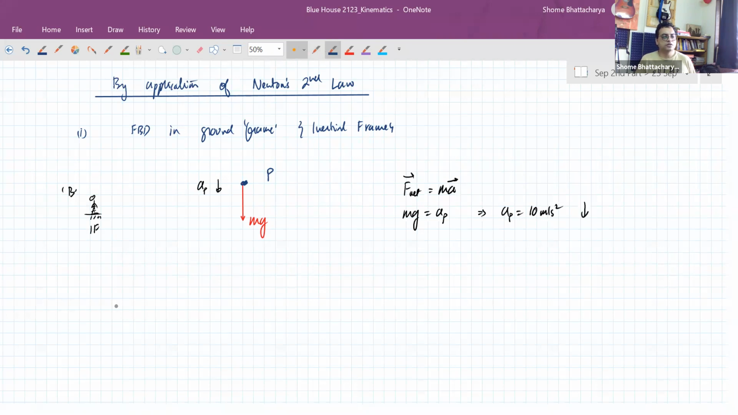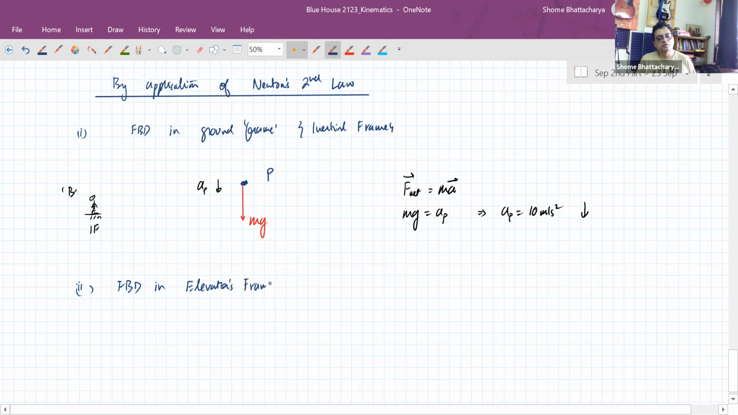But I can also do one thing. I can make the FBD in the elevator's frame. Now the elevator's frame is an accelerated frame. So therefore it is what we call a non-inertial frame. So in that non-inertial frame, what is happening is our non-inertial observer, let's say A, he himself is going down with an acceleration of AE.